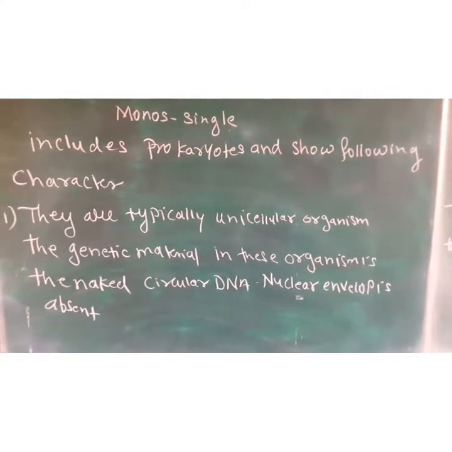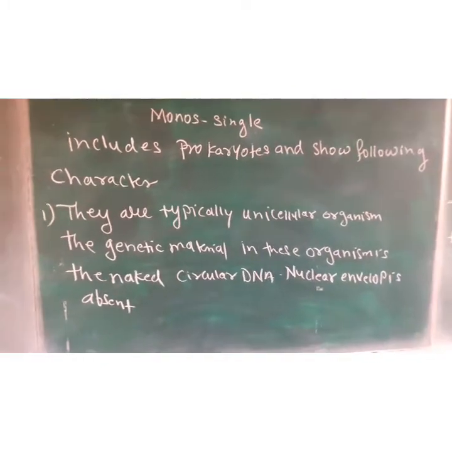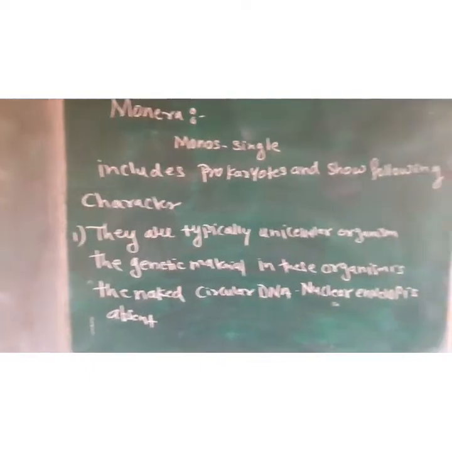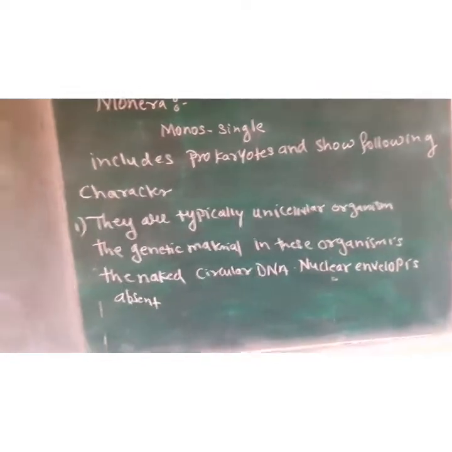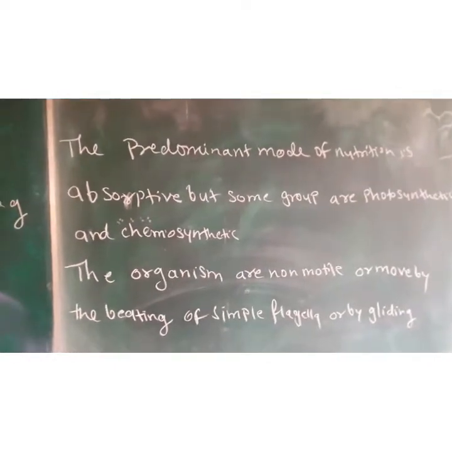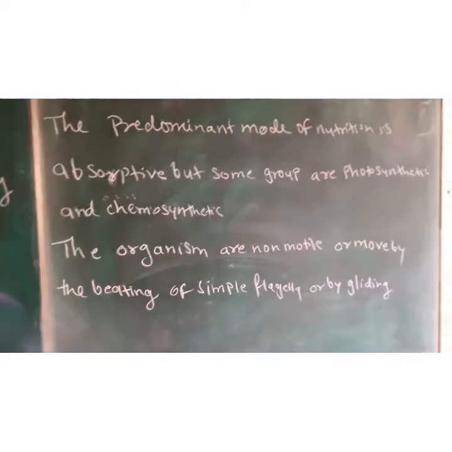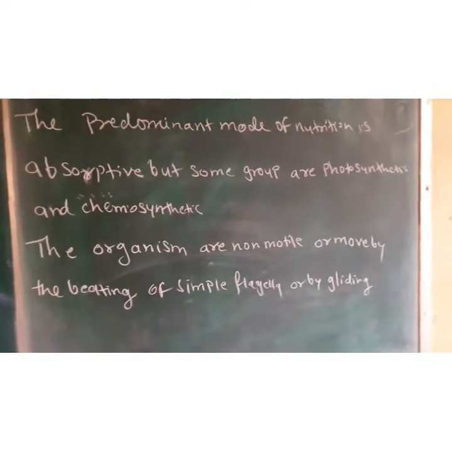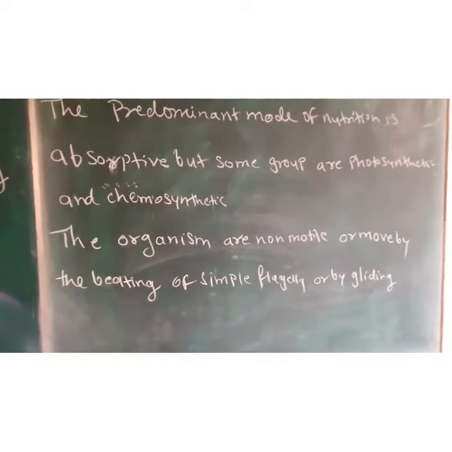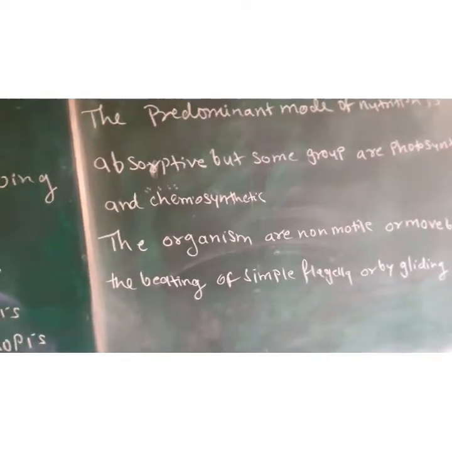The genetic material in these organisms is naked circular DNA and the nuclear envelope is absent. So these are some of the features that we are discussing. The predominant mode of nutrition is absorptive, meaning they absorb and take their nutrition, but some of them are photosynthetic or chemosynthetic. That means they prepare their food in the presence of sunlight, so they are called photosynthetic, or by using some chemicals, so they are known as chemosynthetic, such as blue-green algae, photosynthetic, and methanogen bacteria, chemosynthetic.